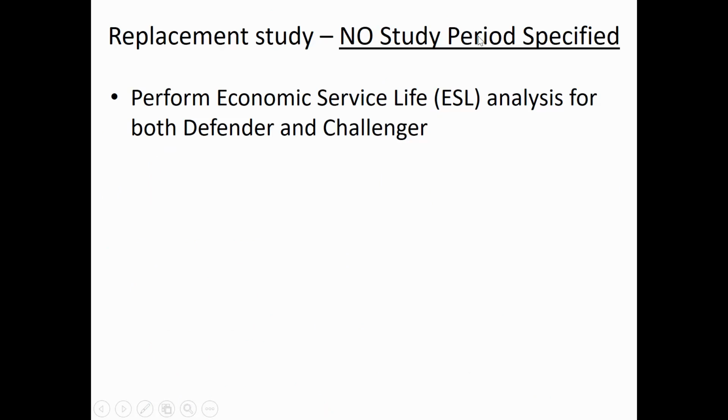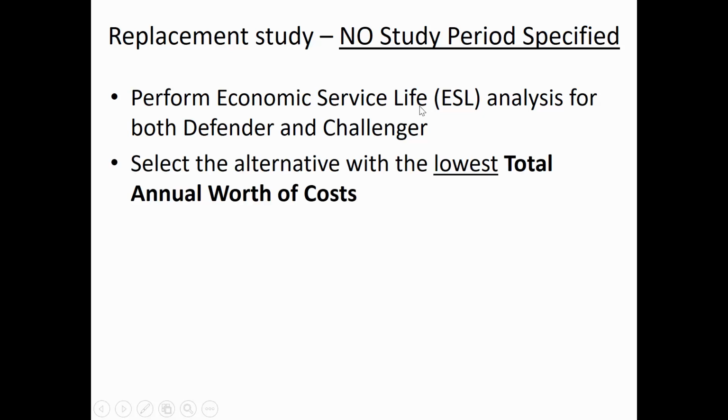Sometimes, though, no study period is specified, and we're just left to look at the natural lifespan and costs of the items in question to determine how long to own it. And in a case like that, you perform the economic service life analysis for both of them, and then you would choose the alternative with the lowest total annual worth of costs. And so this is your decision criteria.